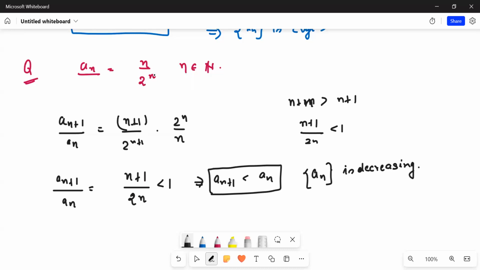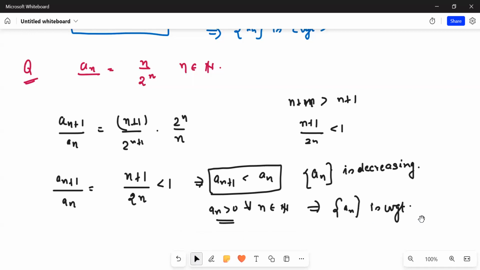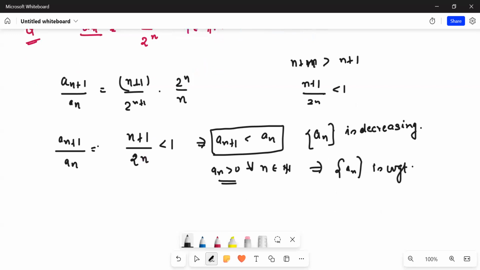Also, from just observation, you can see that your a(n) would be greater than 0 for all n belongs to natural. So the sequence is decreasing and bounded below, which implies a(n) is convergent. I hope these are easy questions for you. So a(n) is convergent. And further, if you want to find the limit also, you can do so.